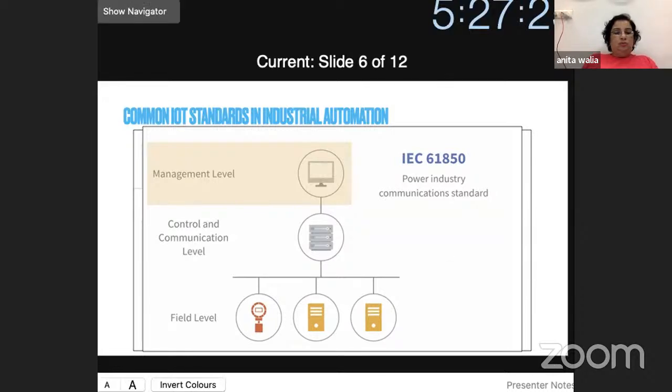So what is the knowledge? The IoT standards used in industrial automation basically try to regulate each level of the industrial automation system. So when we talk about IoT standards, they can be divided or categorized into three levels. There can be a standard at the management level, where the management people of the factory or manufacturing units are just monitoring and taking certain decisions. It can be at the level of control and communication, like the supervisor level, or it can be at the field level. Okay, just a minute.